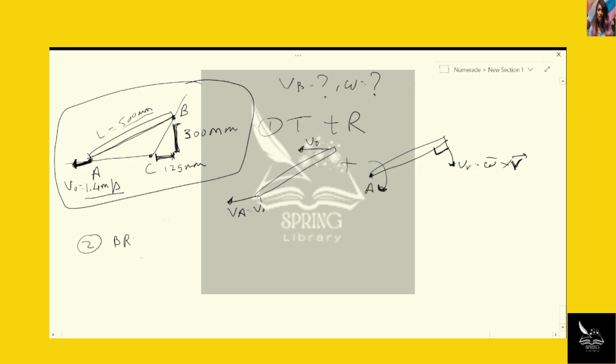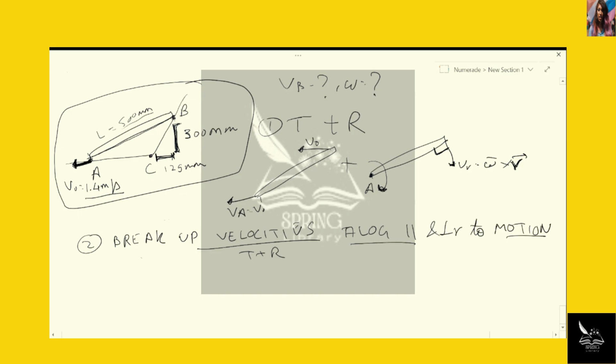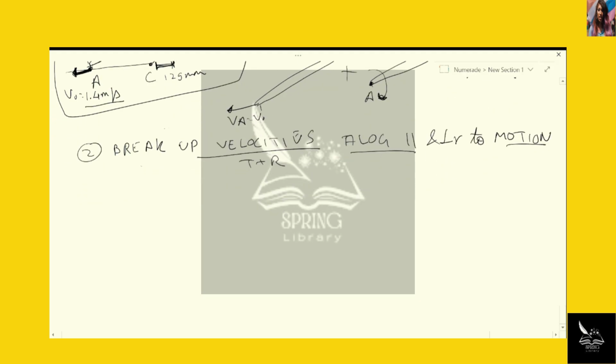Then the second step in any of these kind of problems is to break up the velocities, which are translation and rotational velocities, along, parallel, and perpendicular to motion. So in this case, the motion is going to be along the inclined wall. So we will break them along parallel and perpendicular to the wall.